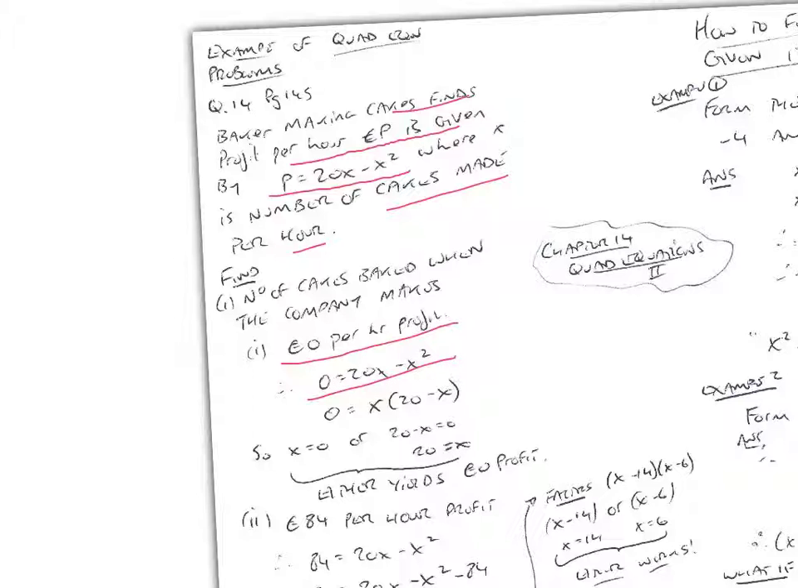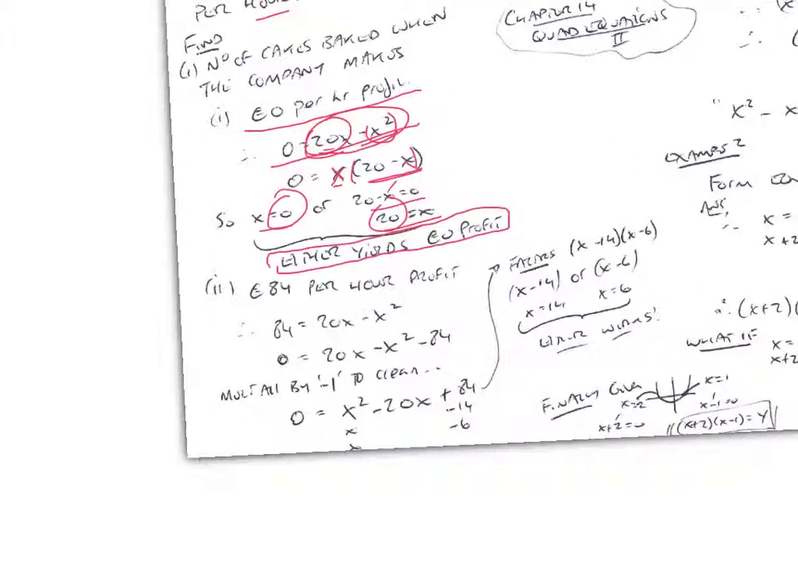So we'll factorise this, 20x minus x squared, by finding the highest common factor of this term and that term, which is x, and dividing both terms by x. That gives us x(20 minus x). So x is equal to 0, or 20 minus x is equal to 0, so x is equal to 20. So either of these yields a profit of 0 if they make no cakes or 20 cakes.